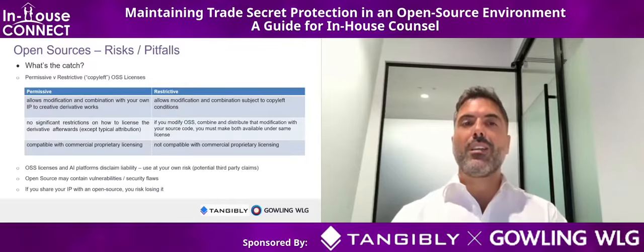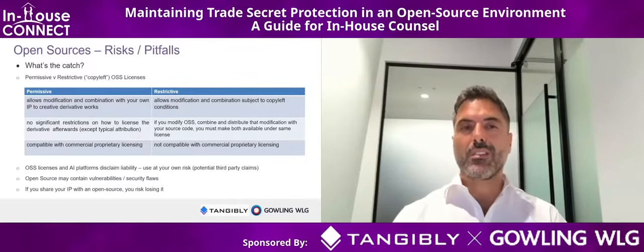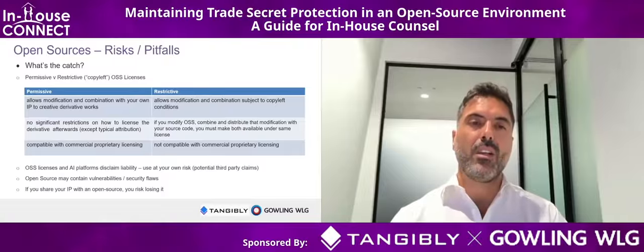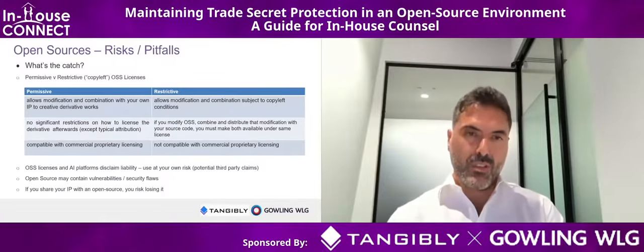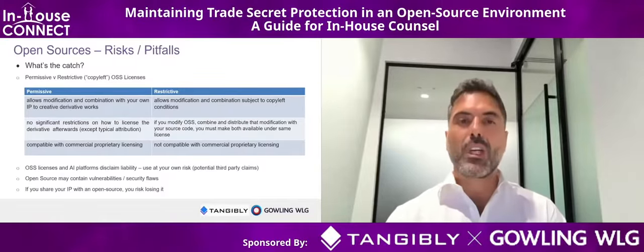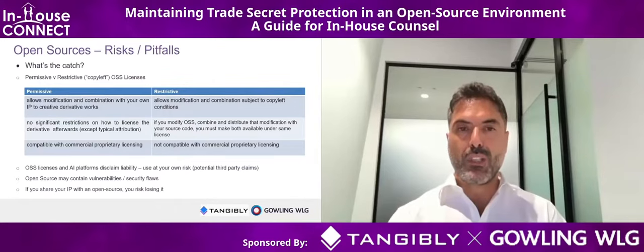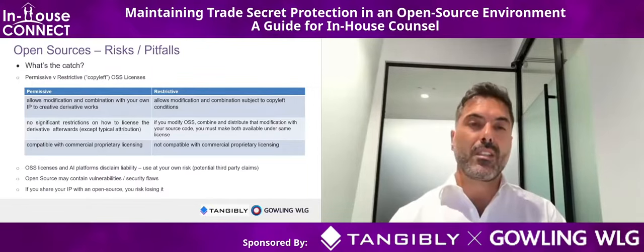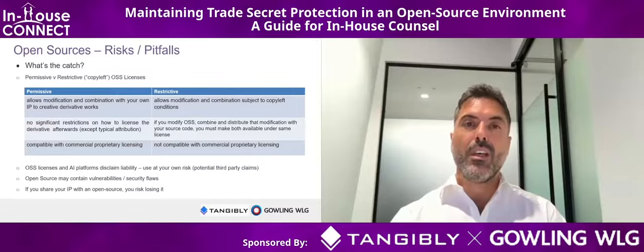And that's why the permissive OSS license is, in essence, compatible with your typical commercial proprietary licensing, because you will maintain your secrecy. You'll be able to maintain your own proprietary ownership of your source code and still charge license fees for licensing the modified output to your customers.